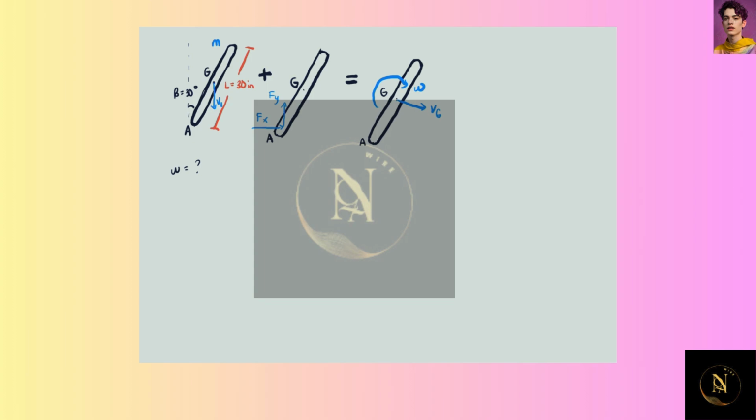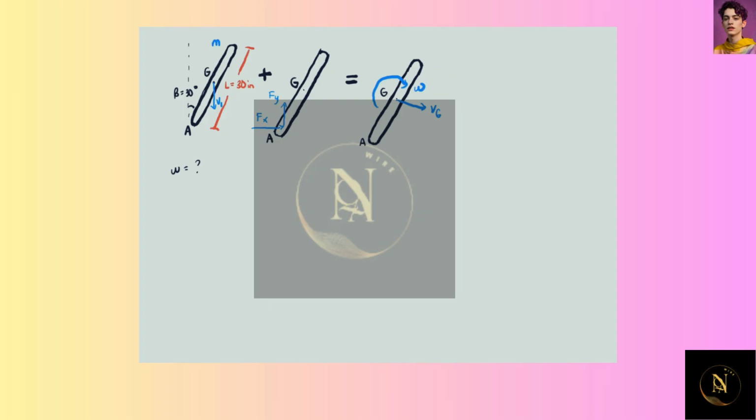As you can see in the second part of the diagram, this has x and y components. And then on the third part of the diagram, immediately after the impact, the rod rotates about point A with an angular velocity omega, and the center of the rod G moves with a velocity Vg.